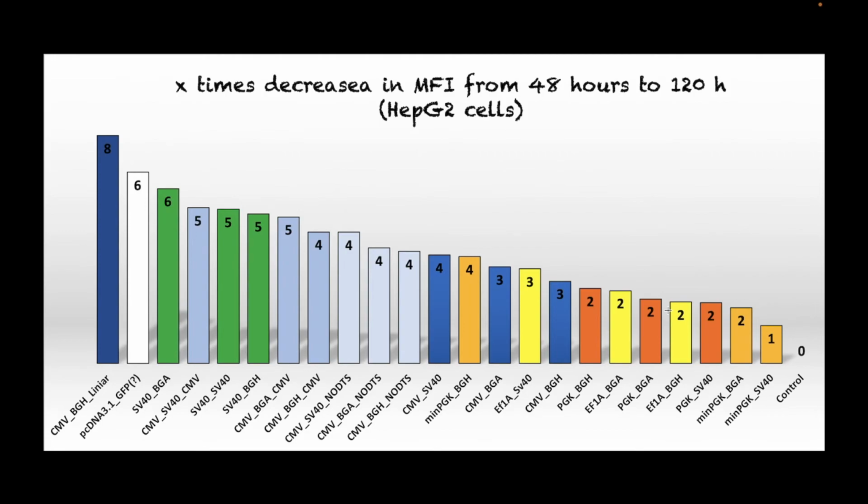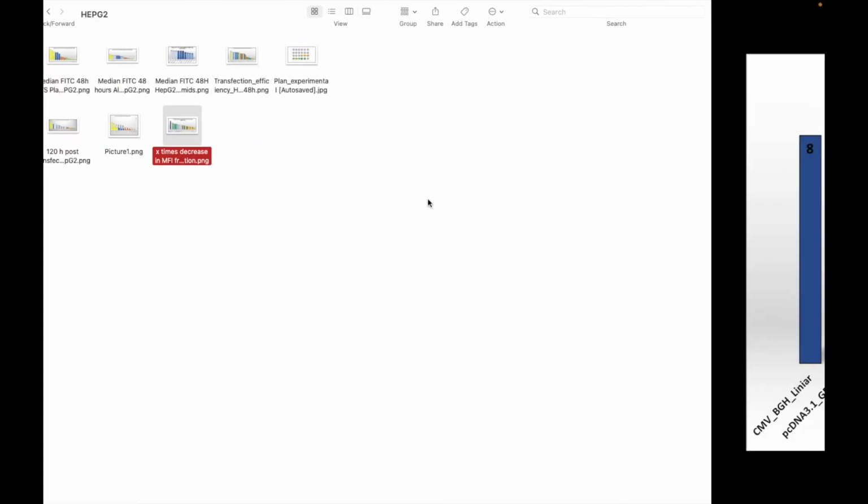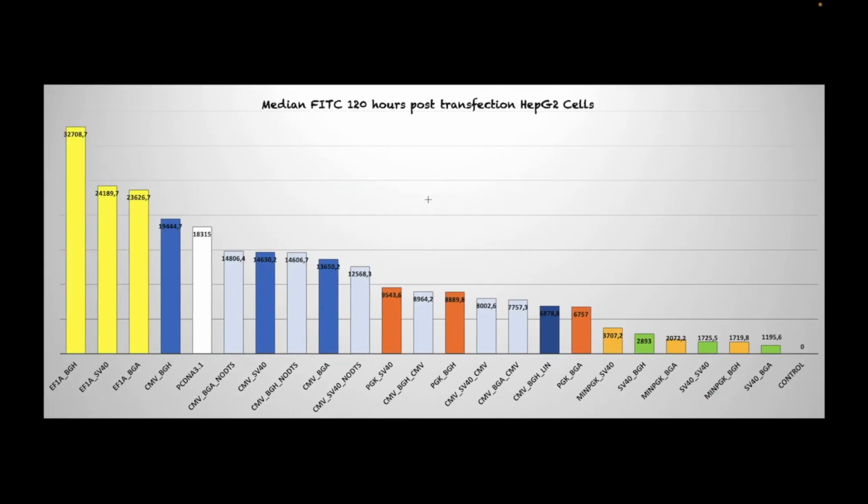So this is what I've been trying to accomplish. I've been trying to optimize the vector and find the terminator and promoter combination that works best using my vector and in these liver cells. So yeah, hopefully I made myself clear.